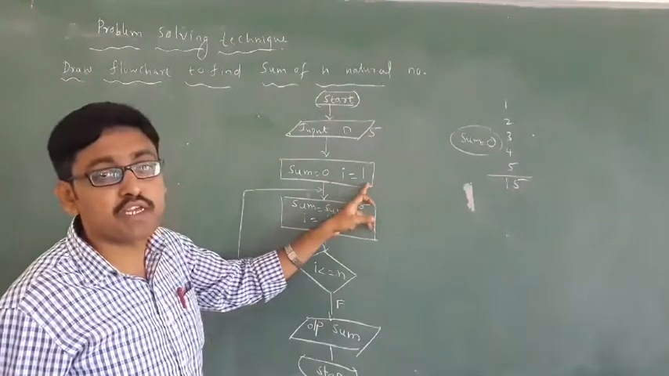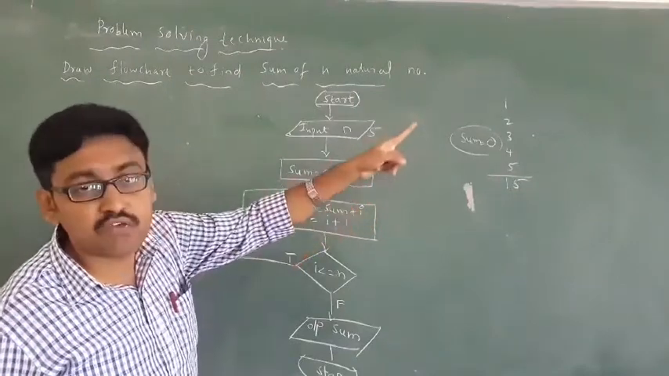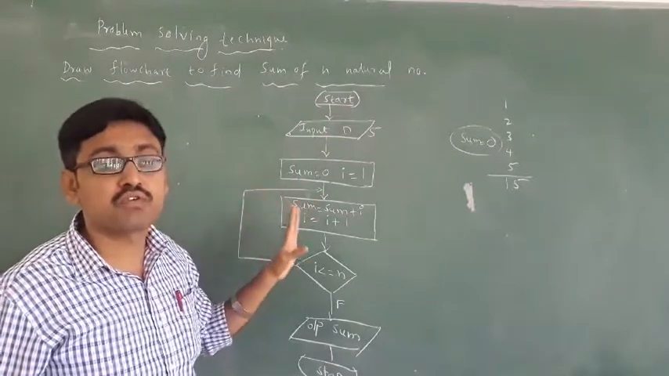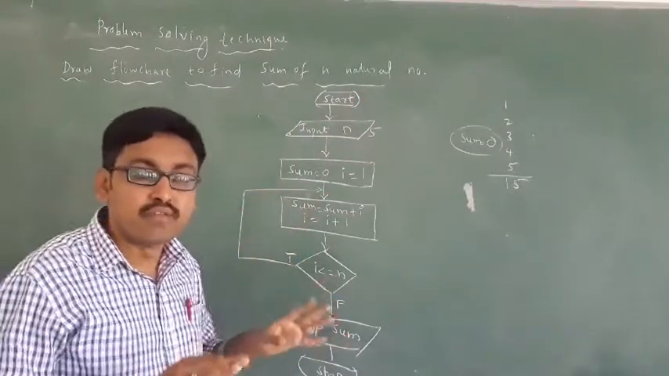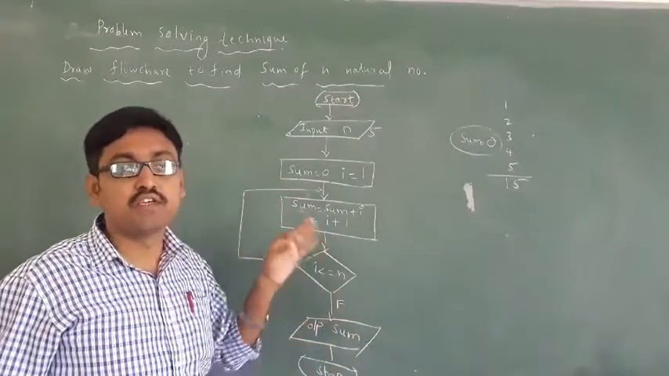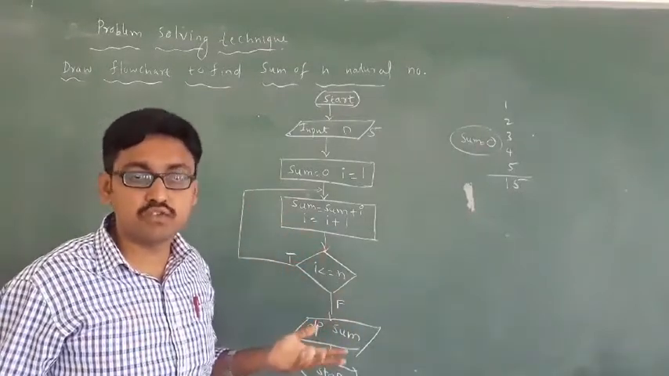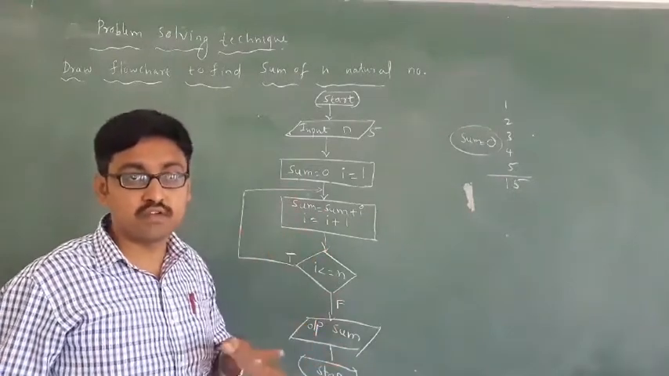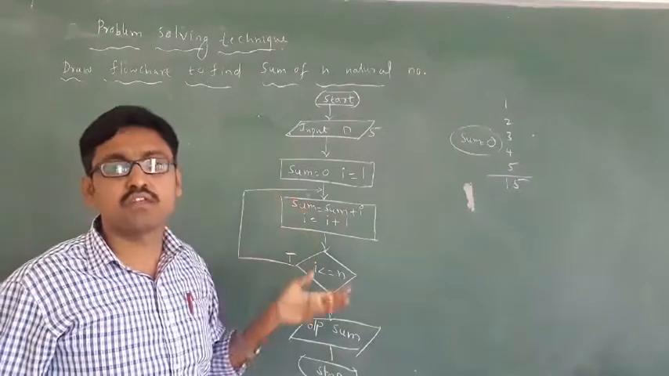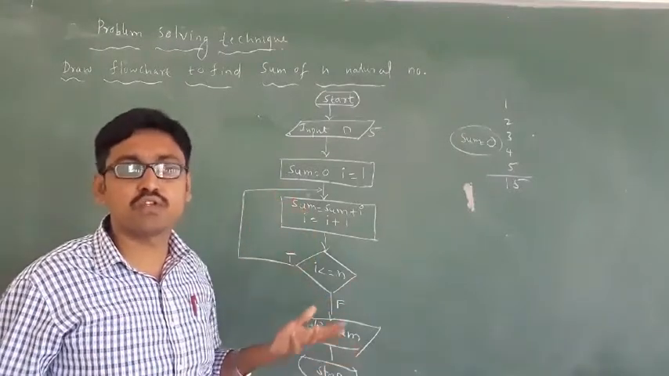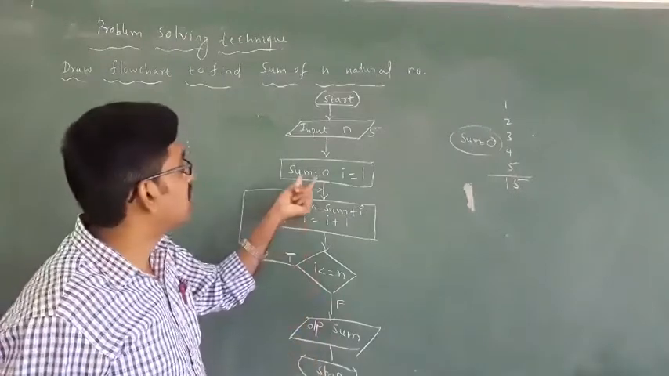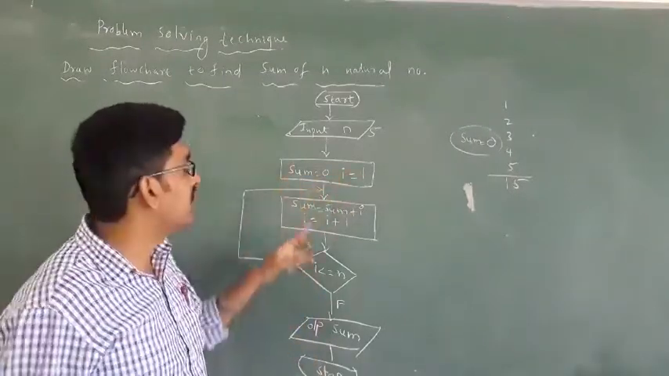If 15 is the answer you need, then what do you have to use first? Sum equal to 0, I equal to 1. Why am I taking I equal to 1? Because natural numbers start with 1. Why am I taking sum equal to 0? Because I am not yet getting the sum, that's why you have to take 0. Just assume 0, but don't take 1. You must take 0, because 0 means no value. That's why I am taking that value.